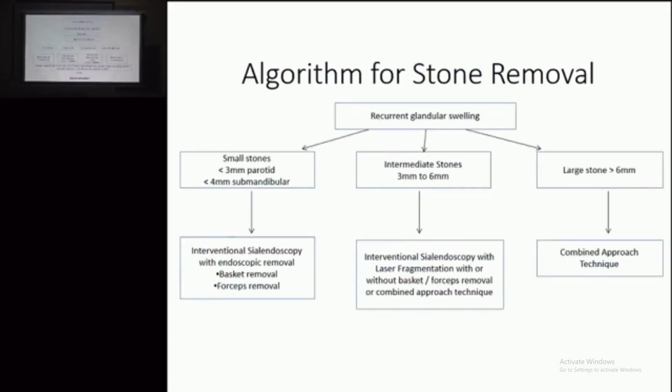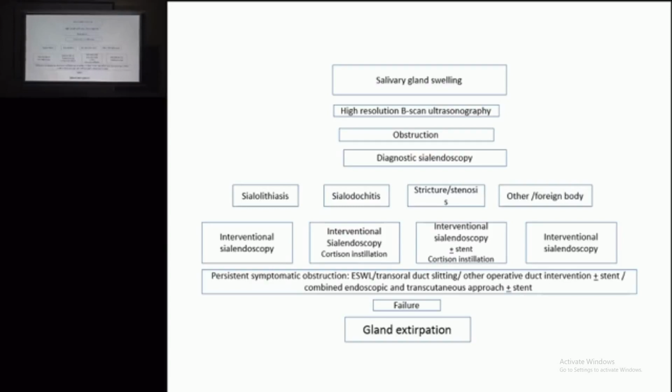So if you have a case of calculi, stones in the glands, then you can follow this algorithm, which is based on the size of the stones. So if there's a recurrent glandular swelling, small stones less than 3 mm in the parotid, less than 4 mm in the submandibular, probably we can extend it to 5. You can remove this endoscopically with the help of a basket or a forceps.